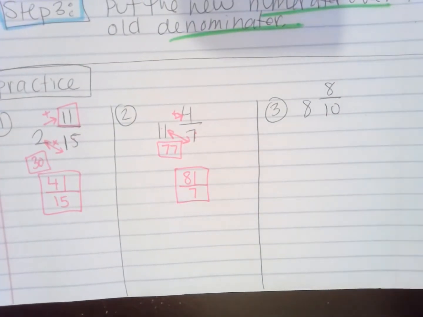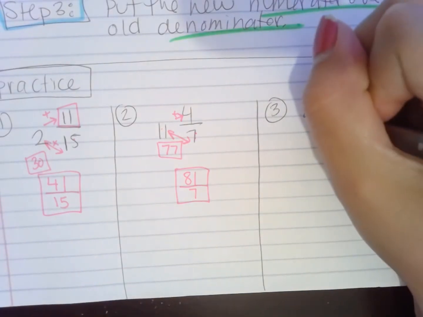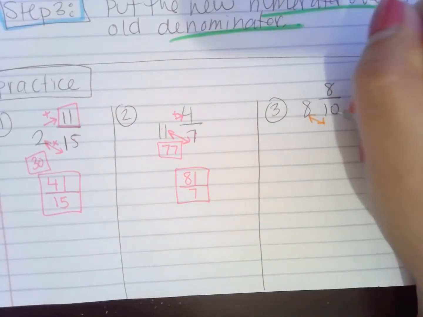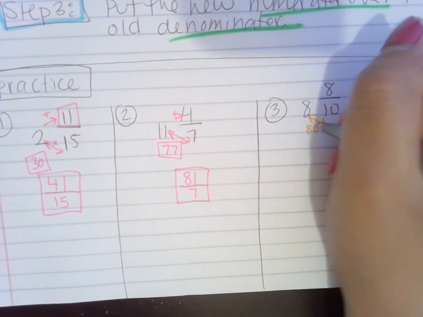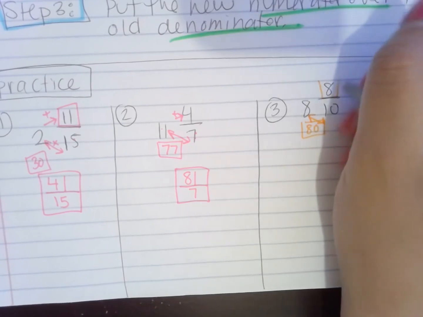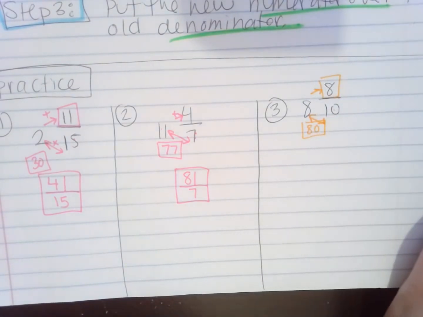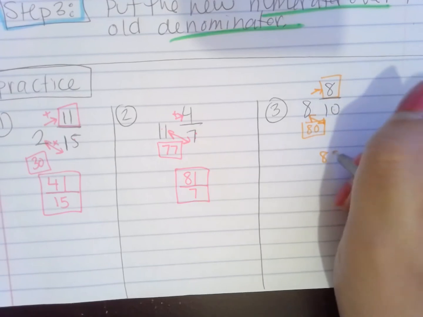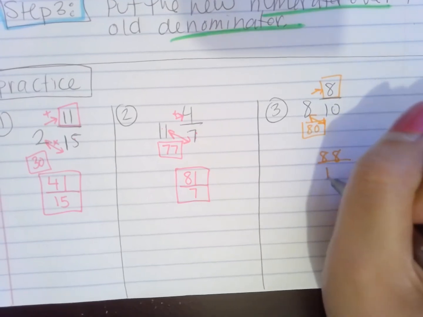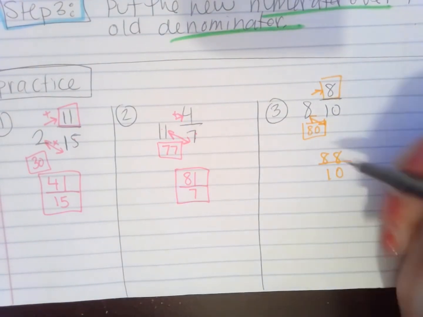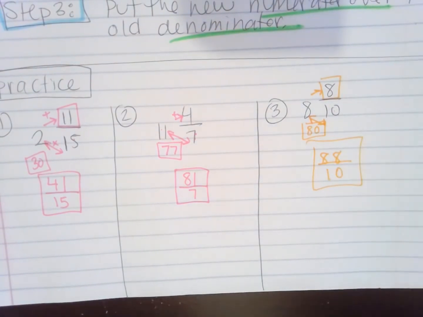Next, same idea. And I'll use orange this time. We are going to multiply our denominator times our whole number. That's going to give me 80. And then we're going to add it to our numerator. It's going to give me a total of 88 divided by 10. And we'll just keep it like this as an improper fraction. We don't have to reduce it or anything. Don't worry about that, but that is how you do that.